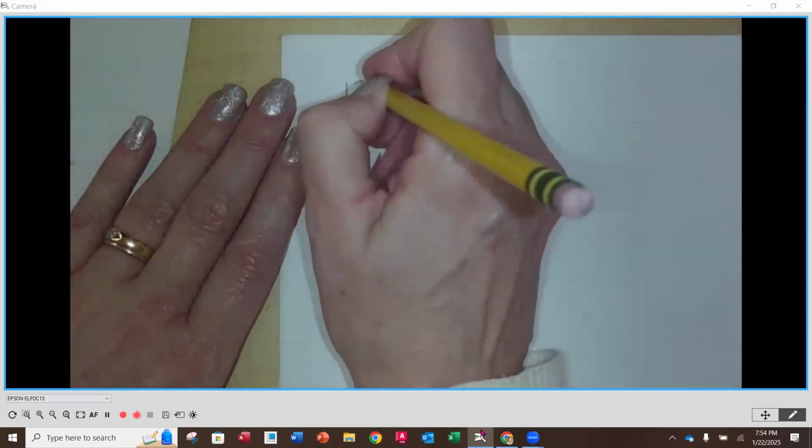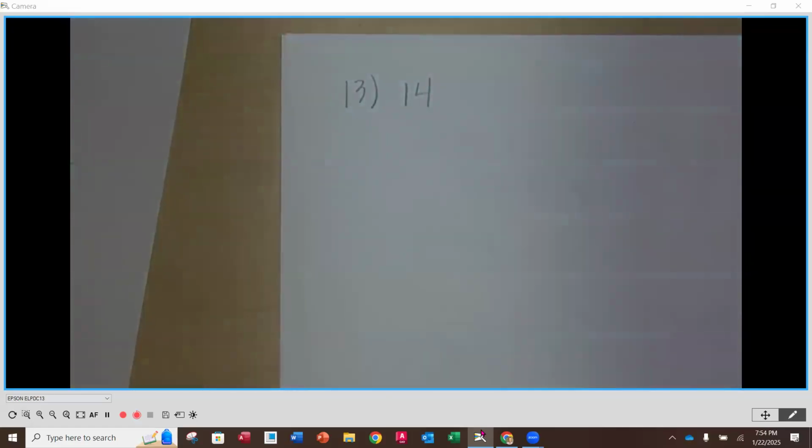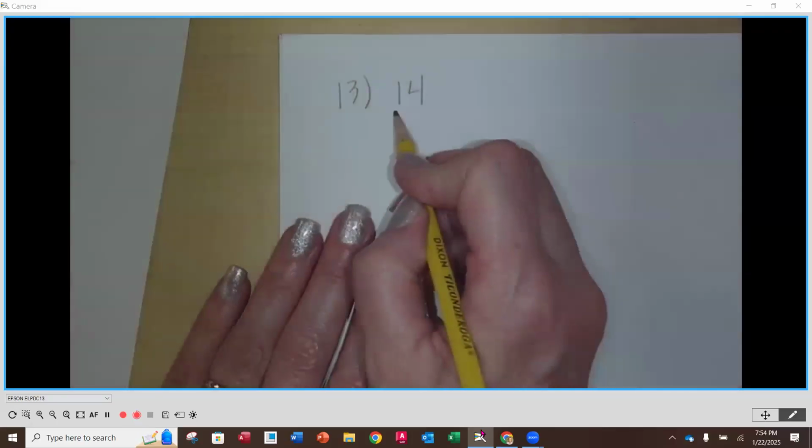Okay, so this is number 13. We're going to do 14. Now, be careful when we have these abbreviations like this. This is pounds per square inch, right? PSI is pounds per square inch. So we need to write this in its up-down format, even the units.